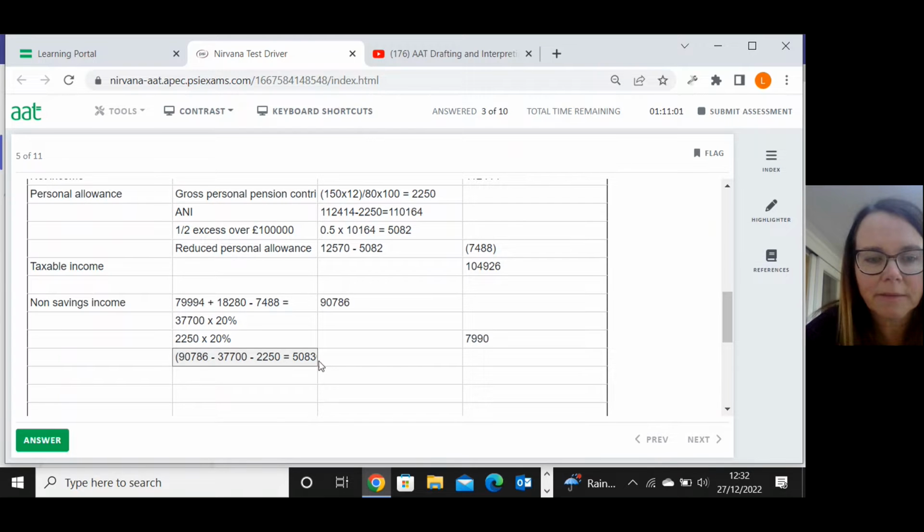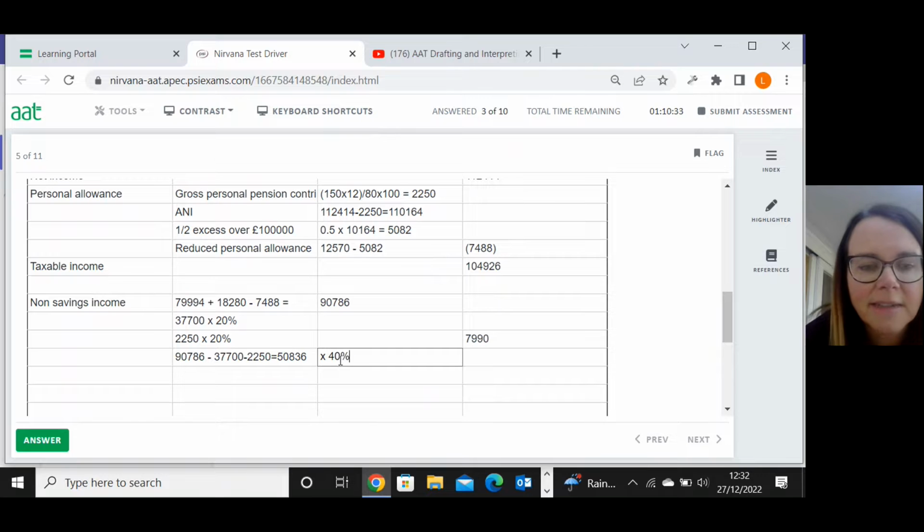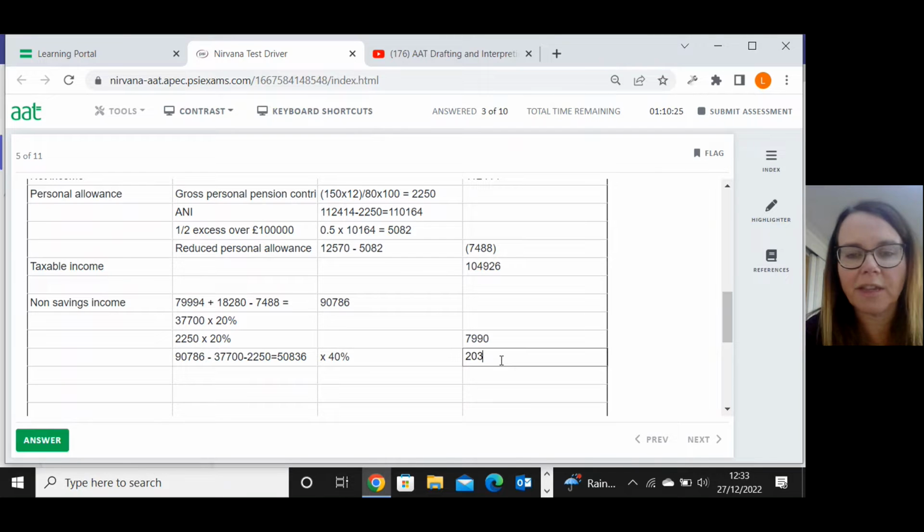Get rid of that bracket. I'm just trying to get it so that I can see the whole thing in the working. This is why it's a little bit difficult to get it in the boxes. Right, so I'm showing that, and then I'm just going to put the times 40% in there so the examiner can see it. So 50,836 at 40% gives me 20,334.